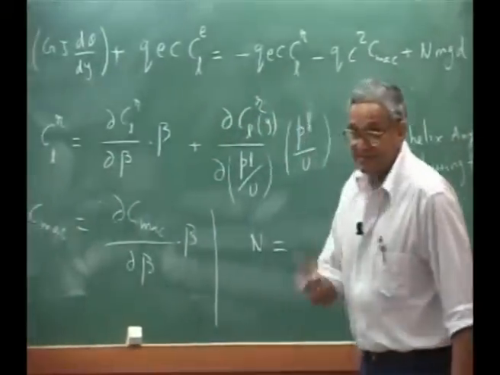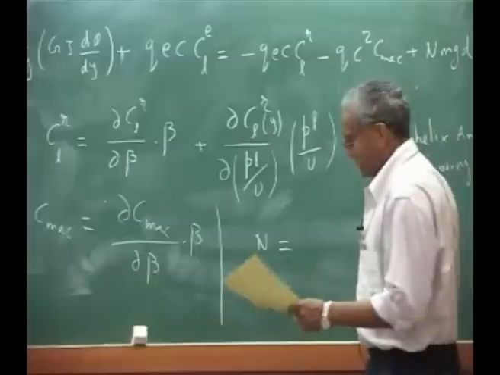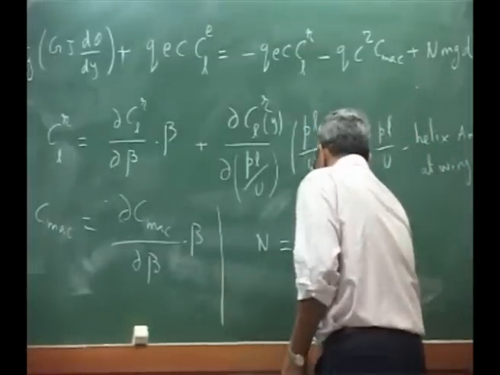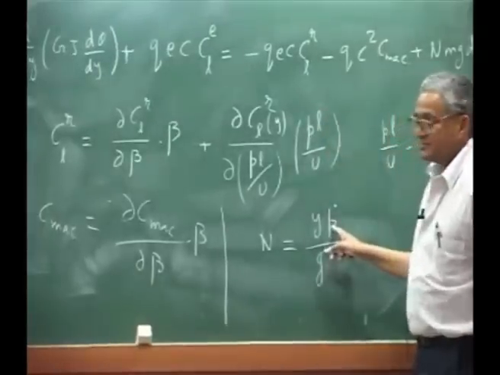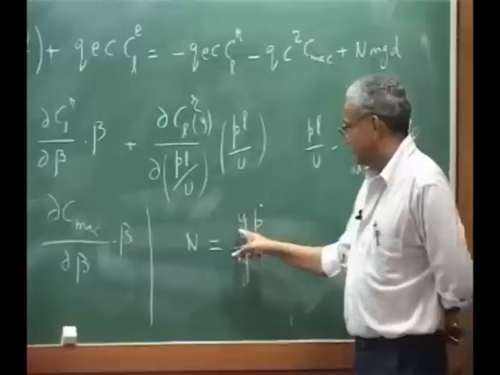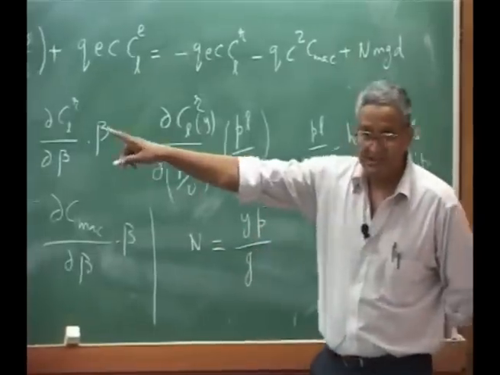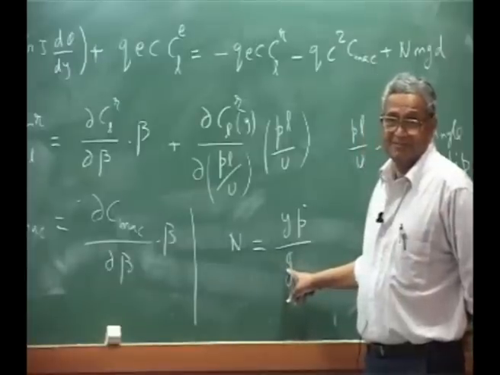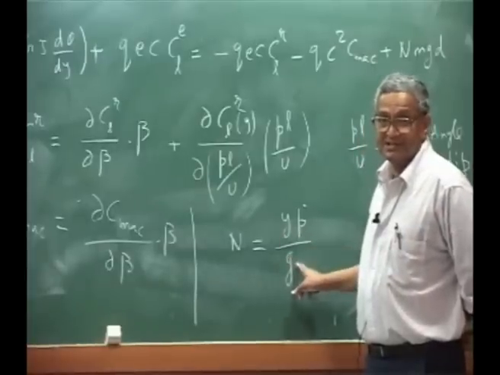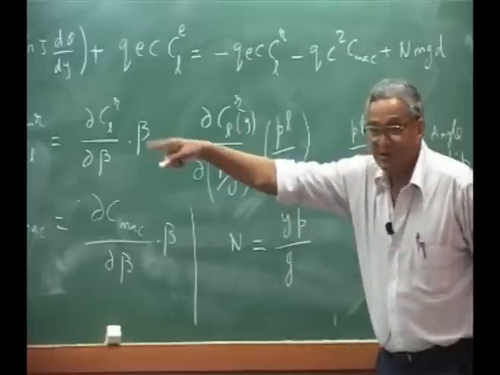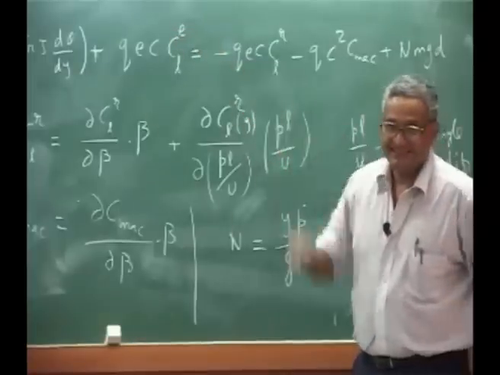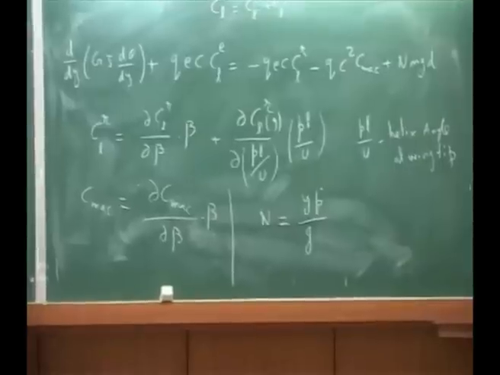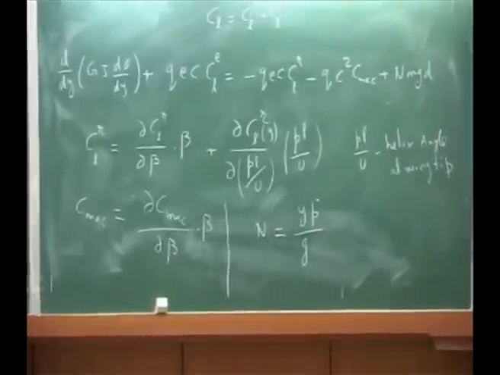Load factor, because it is antisymmetric. That is why you will write this as Y P dot over G. Because P dot is angular acceleration, Y into angular acceleration is the acceleration at any point, divided by G, this is the load factor. Okay. Y P dot over G. This is the load factor at every point along the span. Okay. Now I erase this part. Now if you have a doubt, you can ask me. Okay.